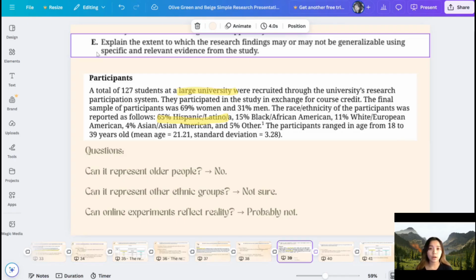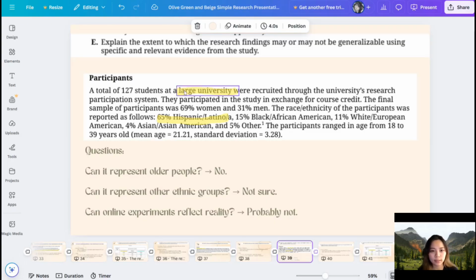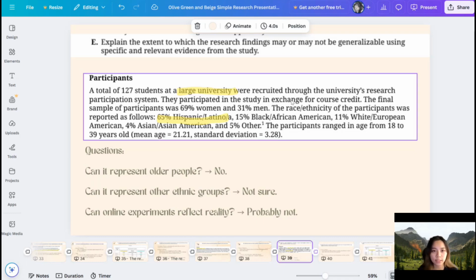when we practiced the dog question about part E? Anything? Okay, so part E usually is about: can this study represent the whole population? Basically, it's like that. So therefore, we can ask 3 questions. First, can it represent older people? No, absolutely not, because it's a large university, right? All of the students are from university, which is usually younger adults.